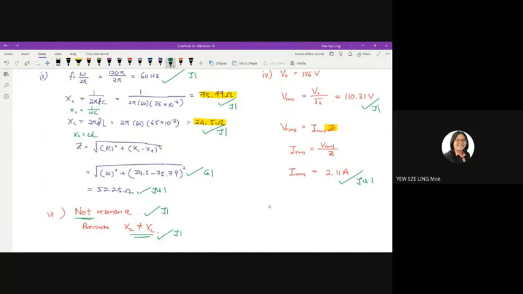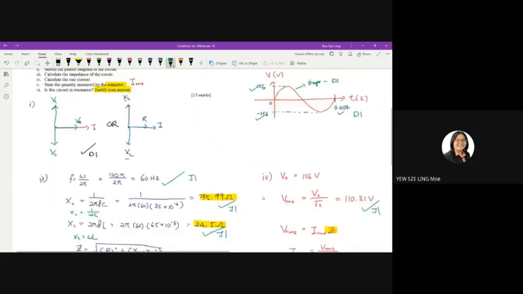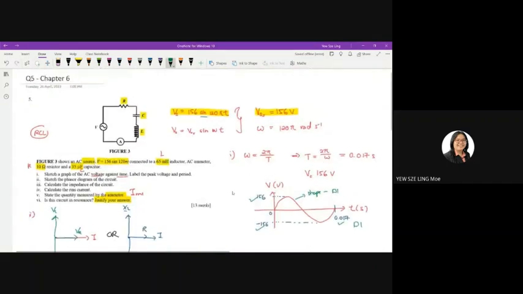Quite a lot of you skipped question 5 for an unknown reason. I also don't know why. In fact, it is quite easy. It's quite simple. All right, so that is the answer for question 6, sorry, question 5, chapter 6. So now we're done with this question. Let us try another question.